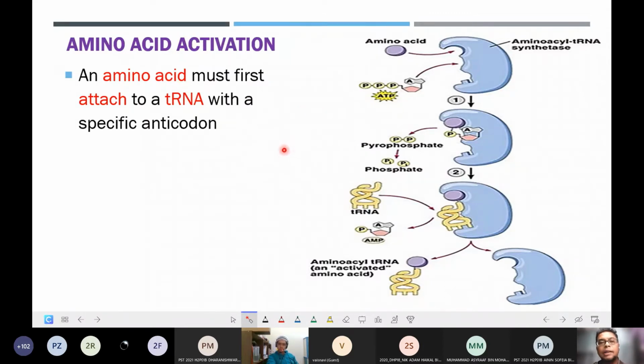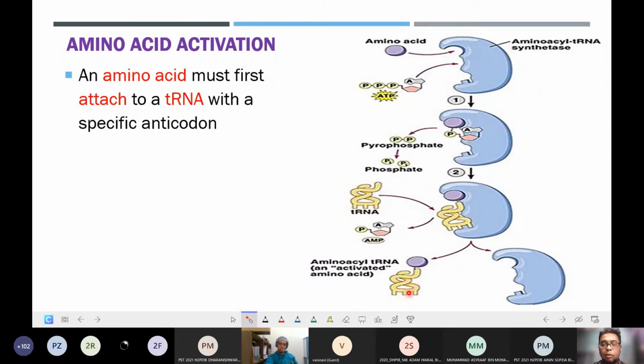This process of amino acid activation refers to the process in which the amino acid must first attach to a particular tRNA with a particular type of anticodon. Okay, if you look in the notes, you will notice that the structure of the tRNA will be something like this. Okay, this will be the symbol for the tRNA, in which this RNA molecule will be having this special three sequence of bases known as the anticodons.